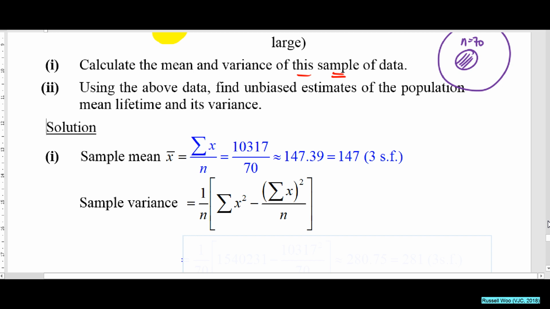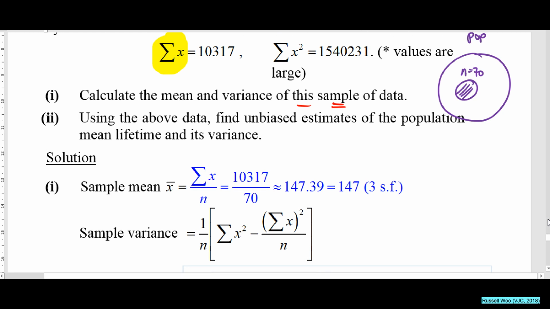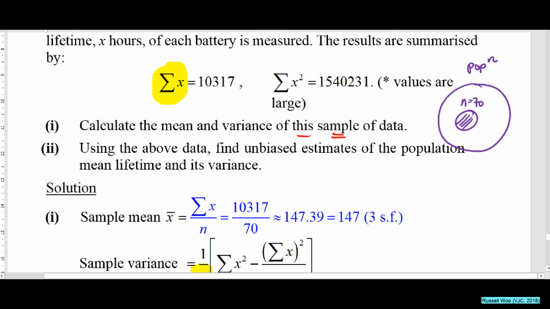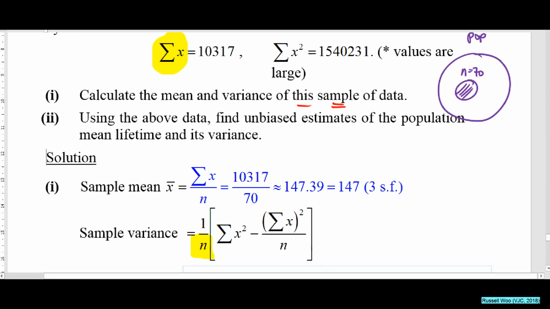What about sample variance? Can we all take note? The question asks us for sample variance. It must be 1 over n. Got it? The question didn't ask us to estimate population variance. The question asks us for a sample variance, so it must be a divide by n. Questions usually will give us summation x squared and summation x. All you need to do is to put in the values. n is 70.